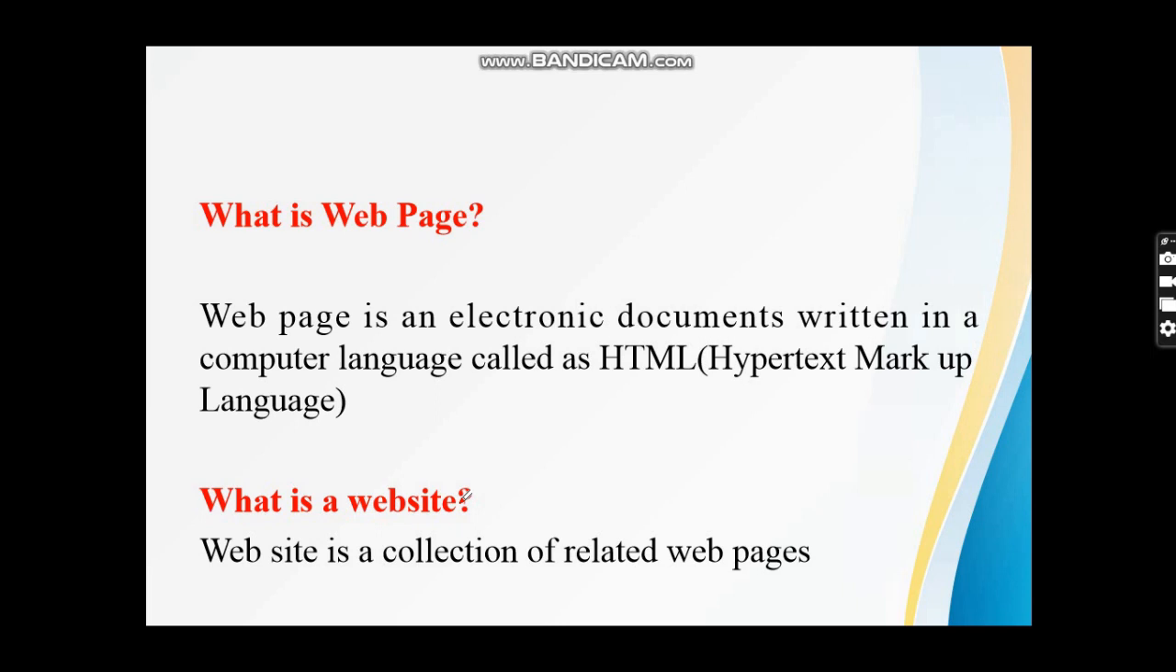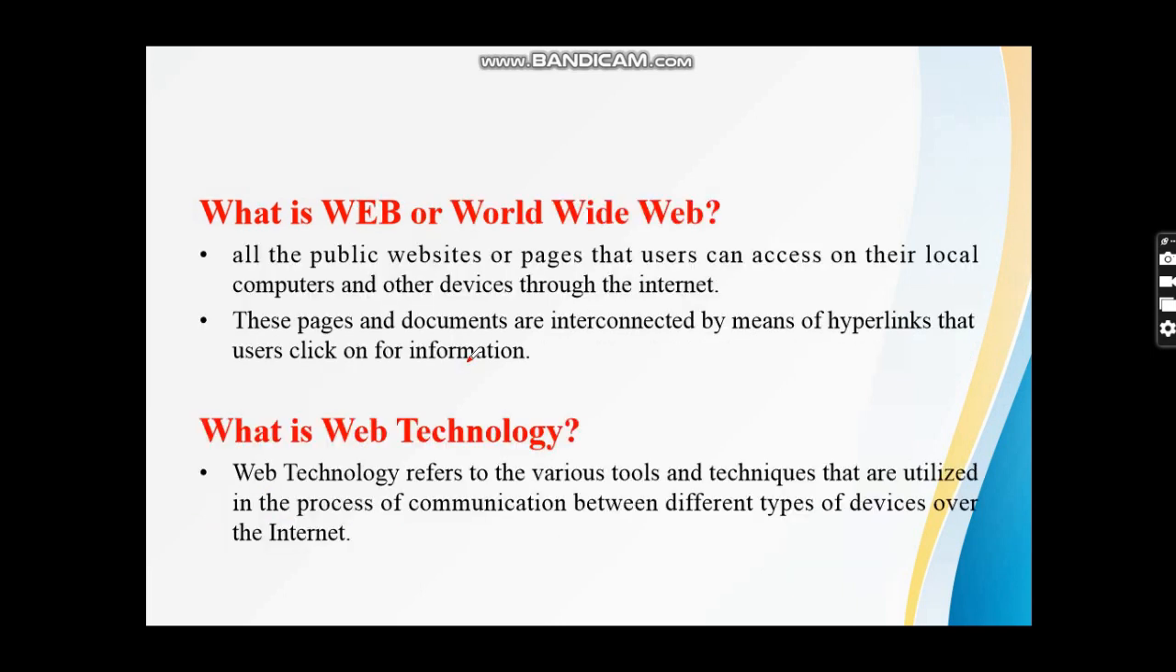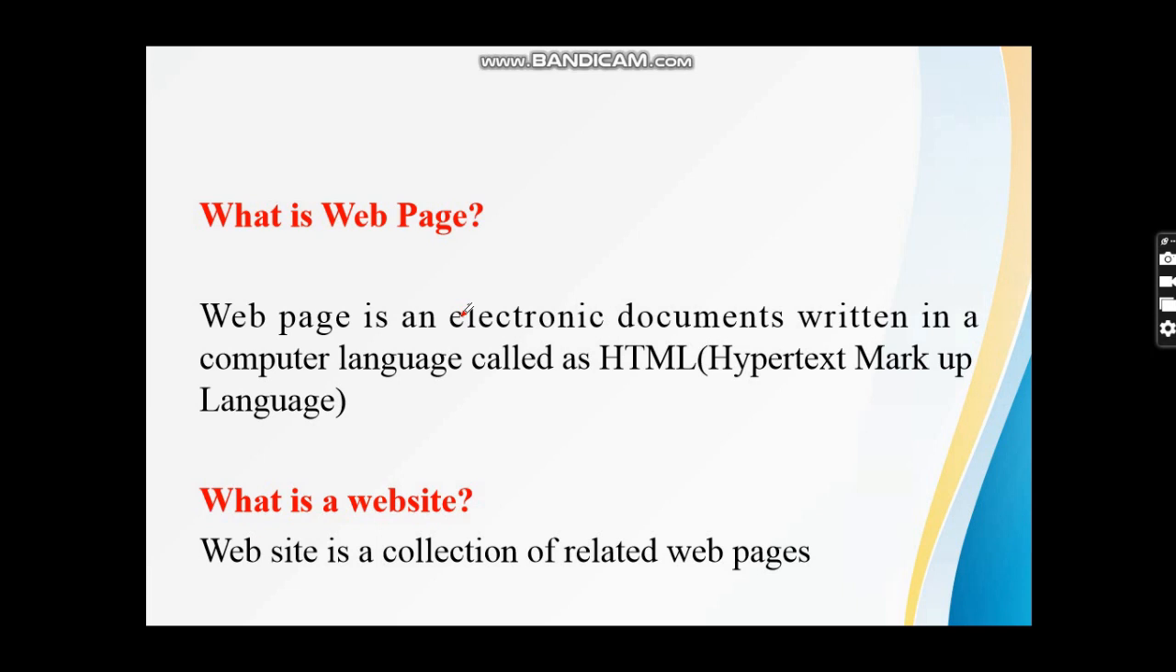Next, what are web pages? A web page is an electronic document written in a computer language called hypertext markup language. What I said to you here, what is the meaning of web? Web is nothing but the pages that users can access on their local computer, and all these pages are interconnected by means of hyperlinks. So that means what is a web page? A web page is an electronic document which is written in a computer language called hypertext markup language.